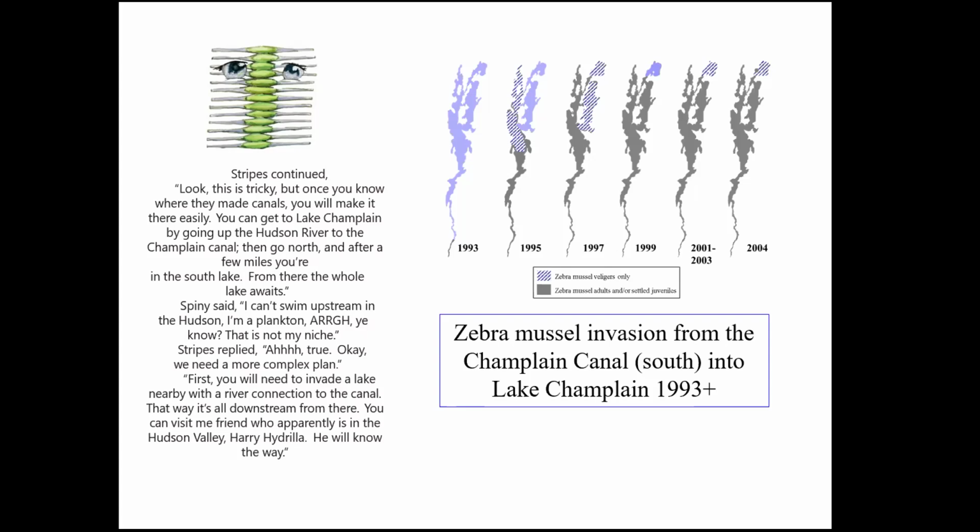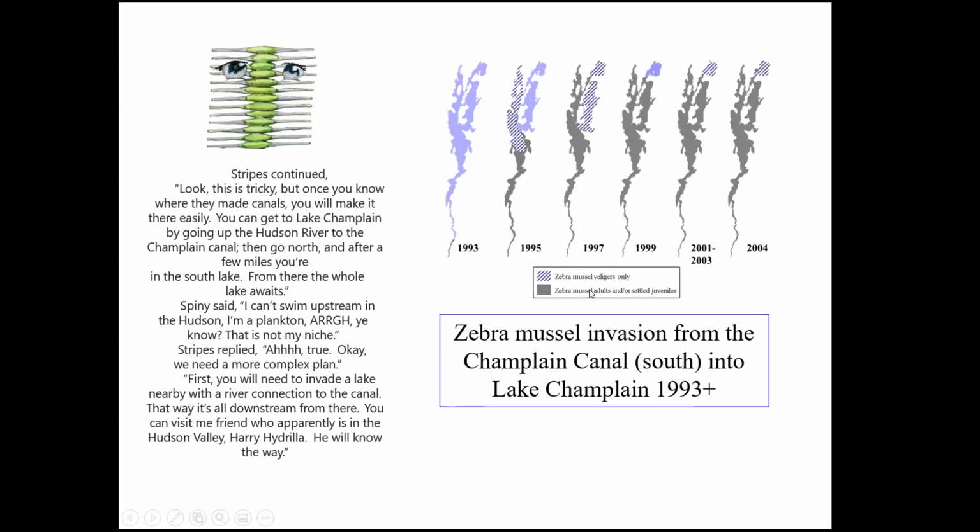Spiny said, I can't swim upstream in the Hudson. I'm a plankton. That's not my niche. Stripes replied, true. Okay, we need a more complex plan. First, you will need to invade a lake nearby with a river connection to the canal. That way, it's all downstream from there. You can visit me friend who apparently is in the Hudson Valley, Harry Hydrilla. He will know the way.